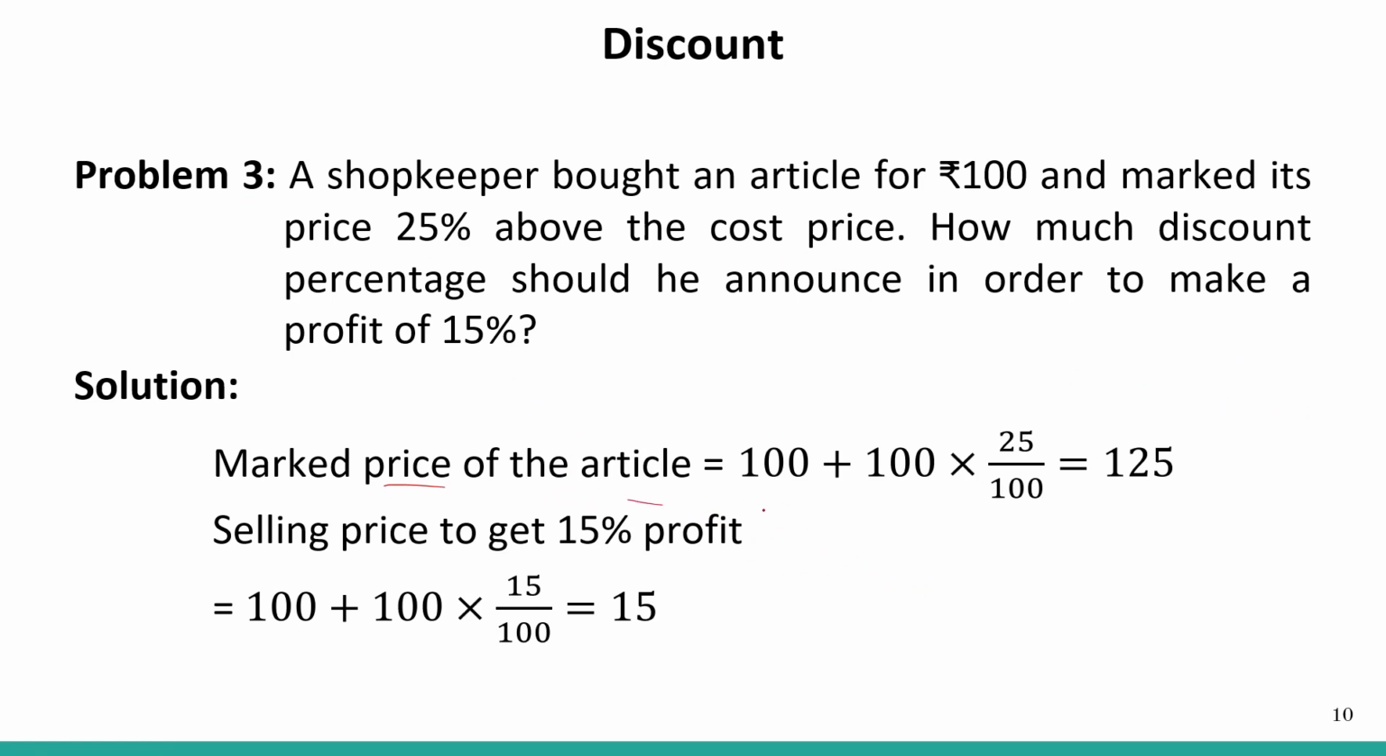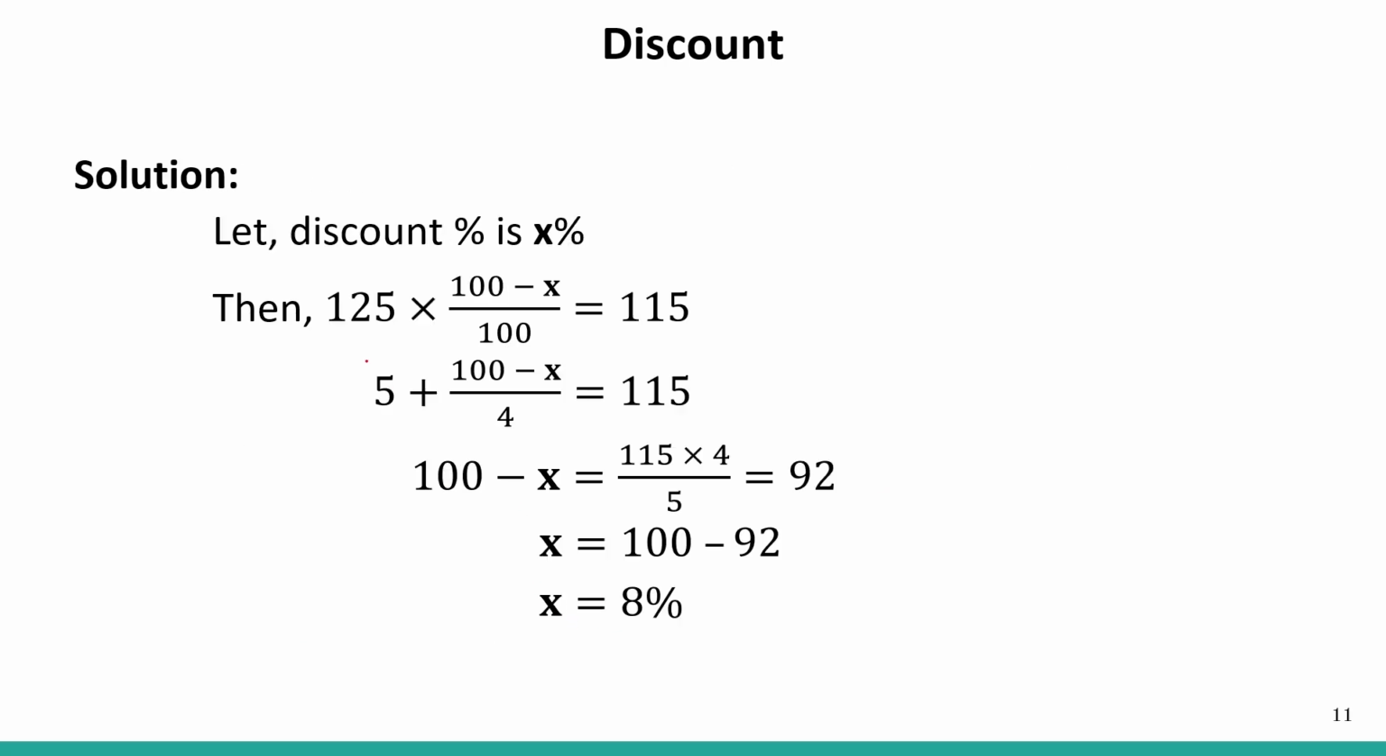Okay, so the mark price of the article is equal to 100 plus 100 into 25 by 100, which is equal to 125. So the selling price to get 15% profit is equal to 115, right? This is 115. So let the discount percentage be x percent. So 125 into (100 minus x) by 100 is equal to 115. So this implies solving for x.